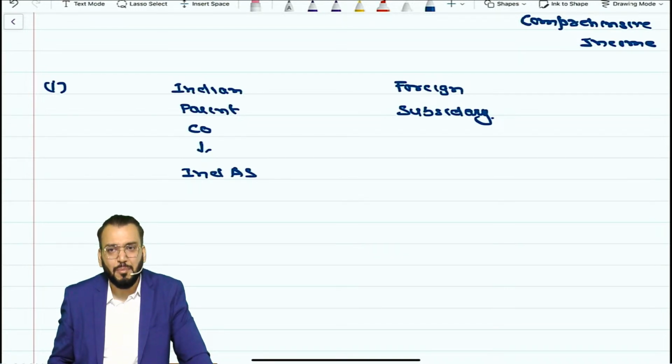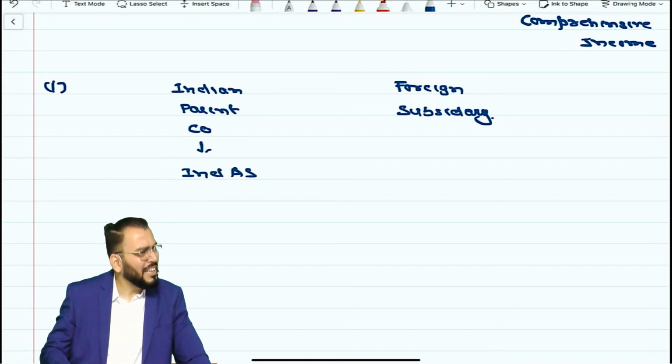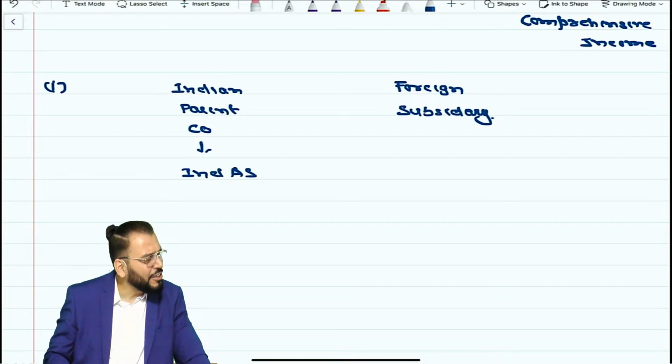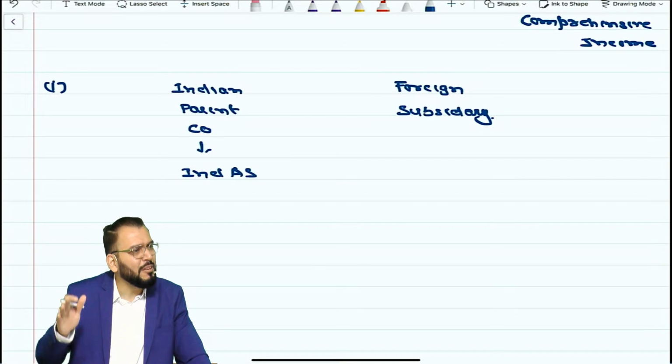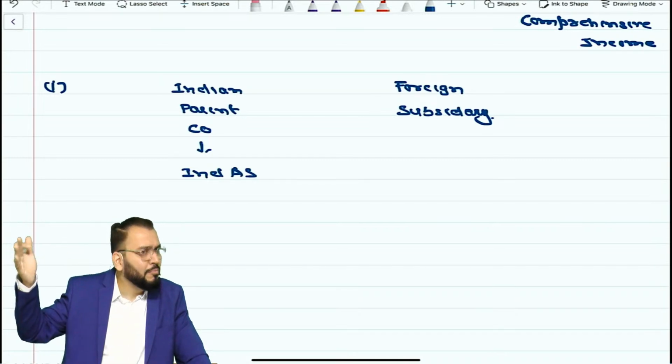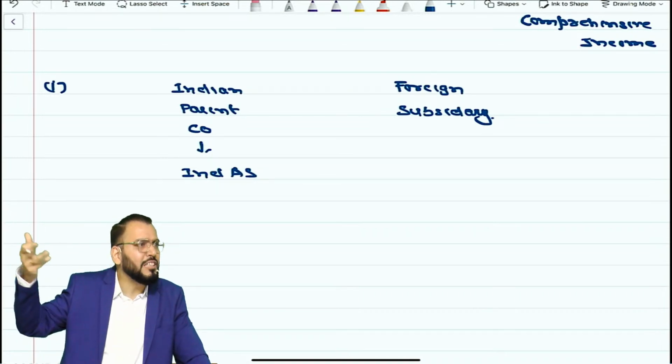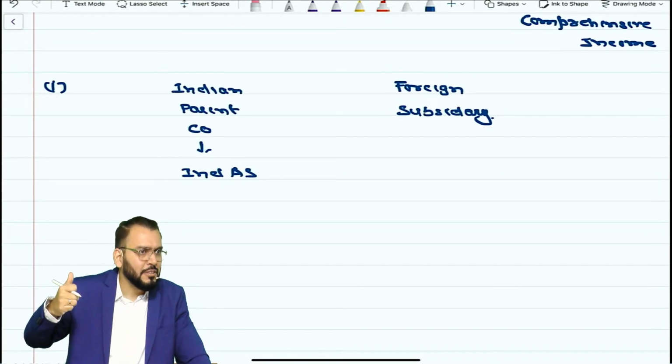Ind AS will be applicable? Yes or no? Now can I say this company's accounting standard rules will not be applicable because they will prepare their financial statement based on their act, based on their country's act. Why will they follow the Indian act?